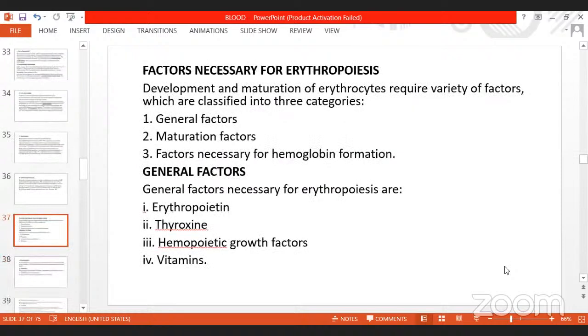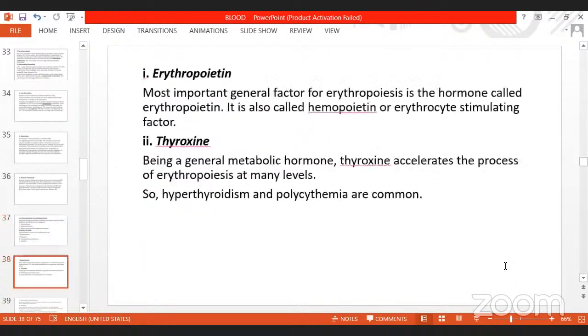So the factors which are necessary for erythropoiesis are general factors, maturation factors, and the factors necessary for hemoglobin. The general factors are erythropoietin, thyroxine, hemopoietic growth factors, and vitamins. Erythropoietin is the major hormonal factor, which has an erythrocyte stimulating action. Thyroxine is a general metabolic hormone which accelerates the process of erythropoiesis.